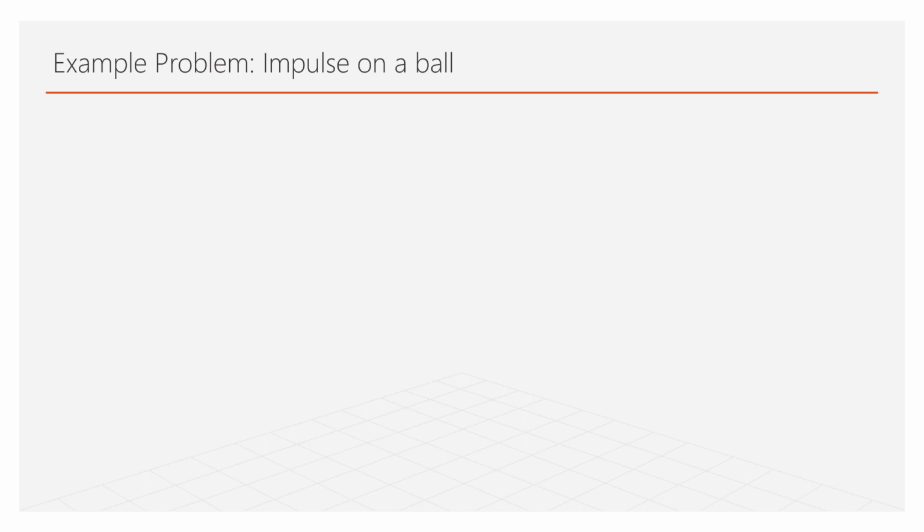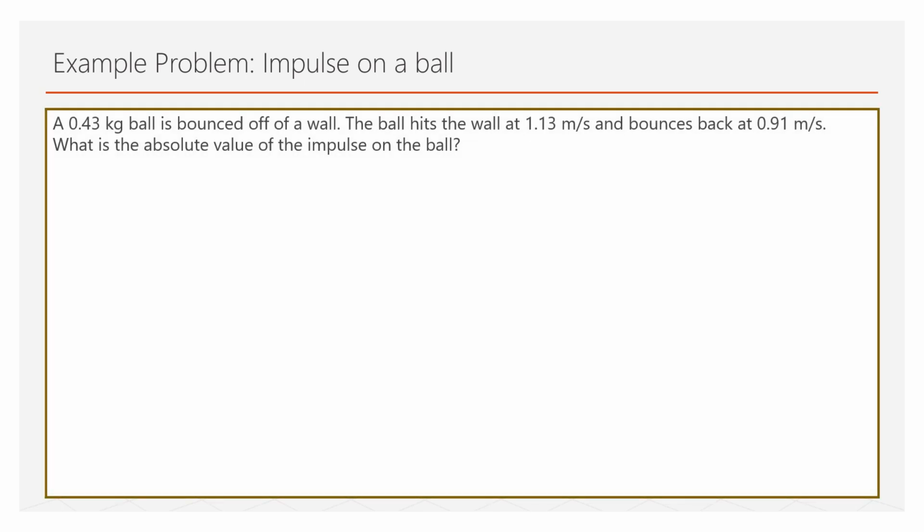Let's now do an example problem of computing the impulse on a ball bouncing off of a wall. A 0.43 kilogram ball is bounced off of a wall. The ball hits the wall at 1.13 meters per second and bounces back at 0.91 meters per second. What is the absolute value of the impulse on the ball?